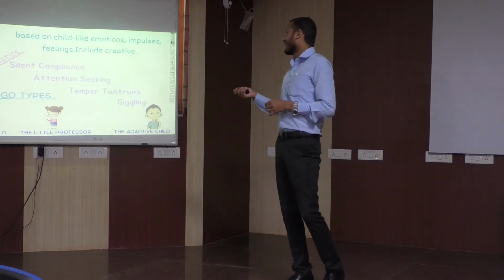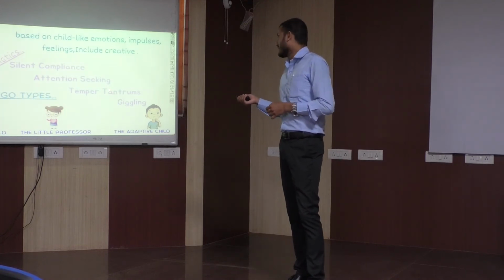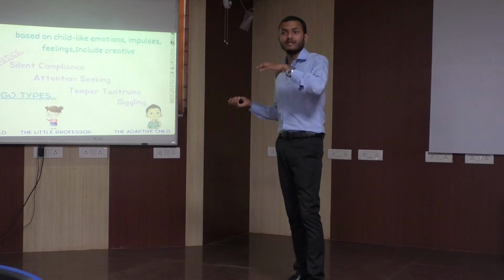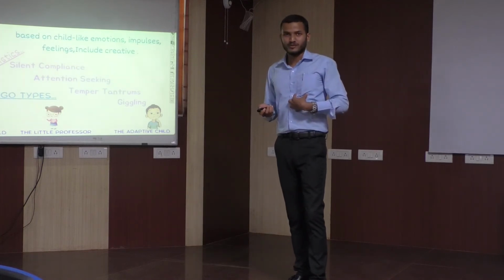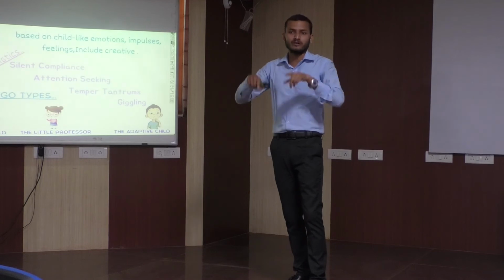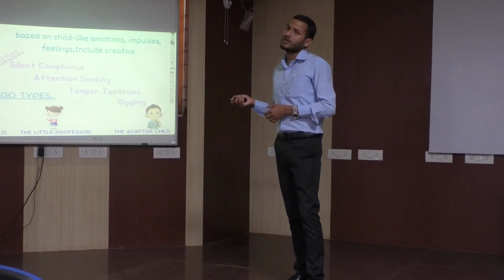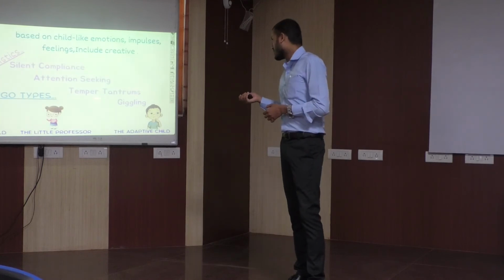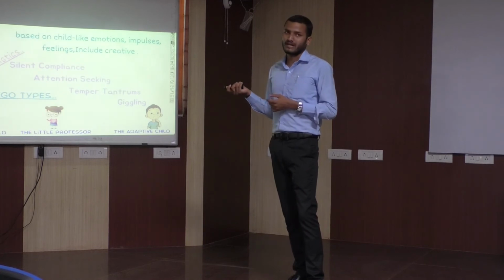So the characteristics of the child ego are silent complaint and attention seeking. If you want to seek the attention of everyone, that means you have the child ego. You feel that everyone should attend to me, I should be the highlighted point in the meeting or the gathering. That means you have this child ego inside you. And temper tantrums, giggling, these are child ego characteristics.